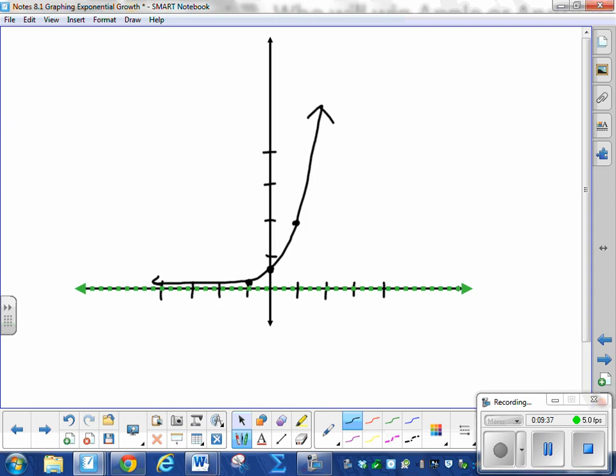Label your asymptote. This asymptote is f of x equals 0. And that's how you make your graph. All right. Let's try another one.